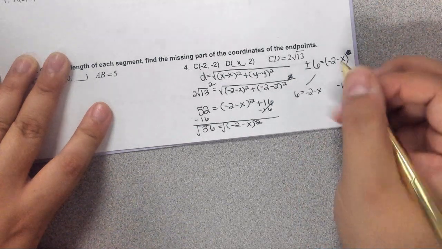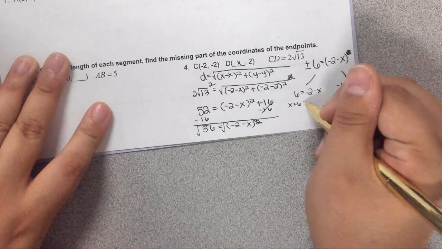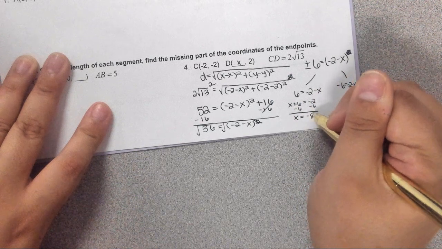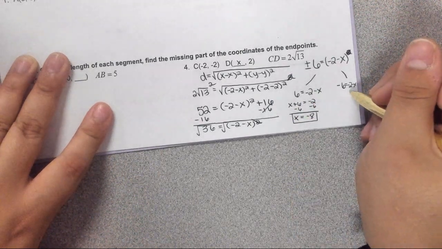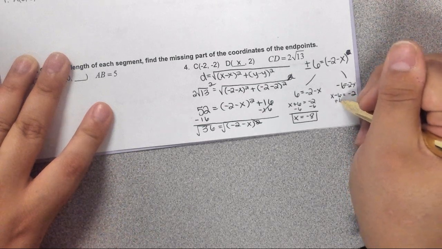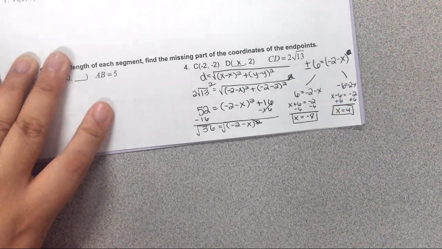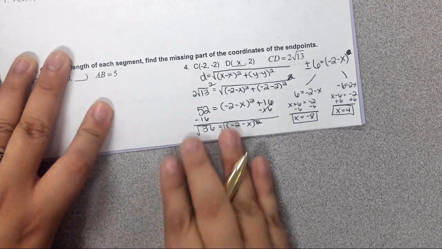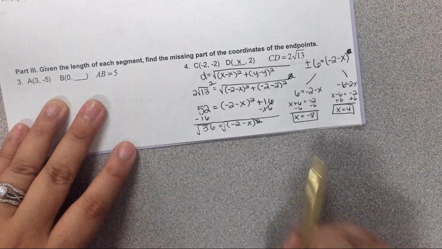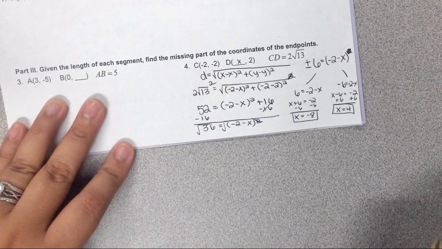Alright, and then I'm just solving for x. I'm going to move the x over because I don't like it being negative. So what does that tell me about my answer? X equals negative 8 and 4. And that's all you're doing today.